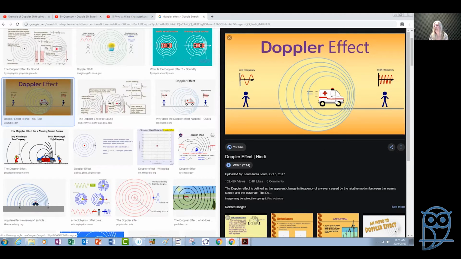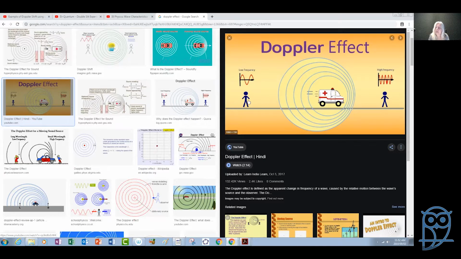I hope you can see this picture of an ambulance approaching this observer. As it emits sounds approaching the observer, you see here the wavefronts pack up closer together. And the distance between two of these wavefronts is one wavelength. You see the wavelength decreases, and that means the frequency increases. The pitch that we hear increases, it's higher. That is why we hear a high-pitched sound.